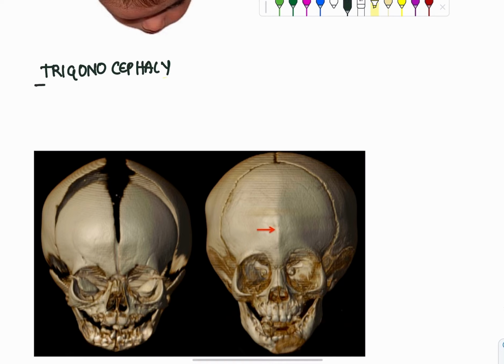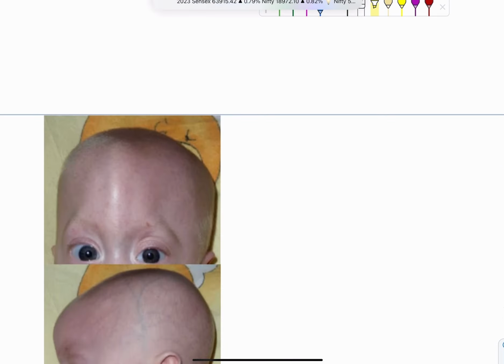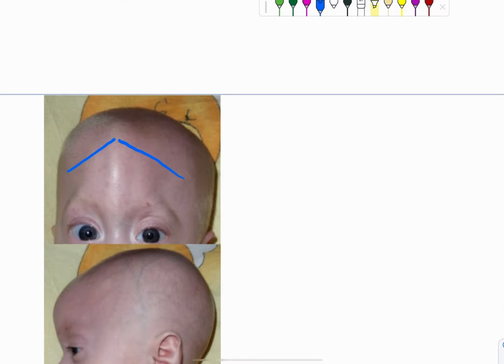Now, with the concepts which you had, guys, just tell me which suture might have been fused. Very good. That is your metopic suture. Metopic suture is fused. So as you can see, this is your metopic suture in the center and this is fused. Now when the metopic suture is fused, you see a triangle shape here, right? That is why it is called as trigonocephaly. Now when you look at the baby also, you will feel that triangle shape on the face. You see this triangle here.